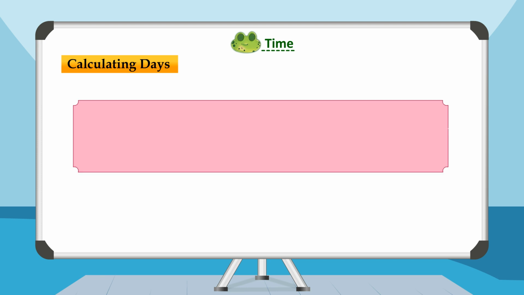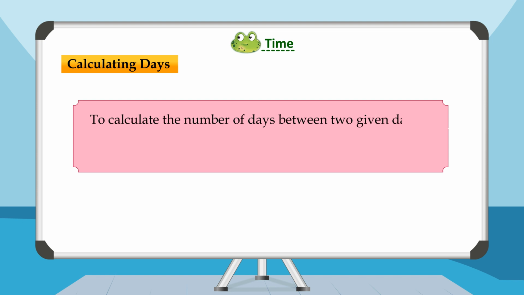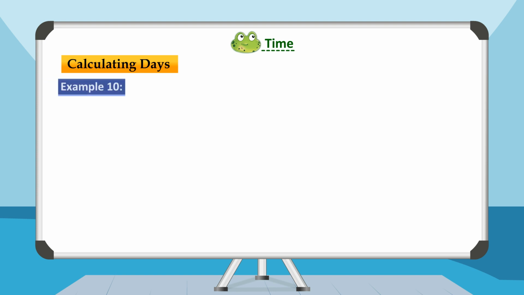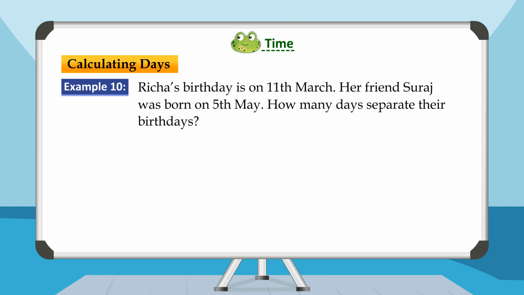Calculating days. To calculate the number of days between two given dates, you need to remember the number of days present in that particular month. Example 10. Richa's birthday is on 11th March. Her friend Suraj was born on 5th May. How many days separate their birthdays?